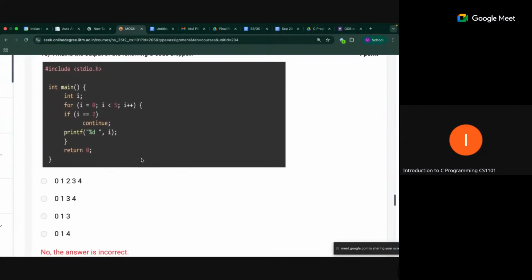Alright. What will be the output of this code? Option B, 0134. 0, 1, 3, 4. Okay, what is the difference between the break and continue? Continue skips the current iteration and moves to the next iteration, and break will just exit the loop.